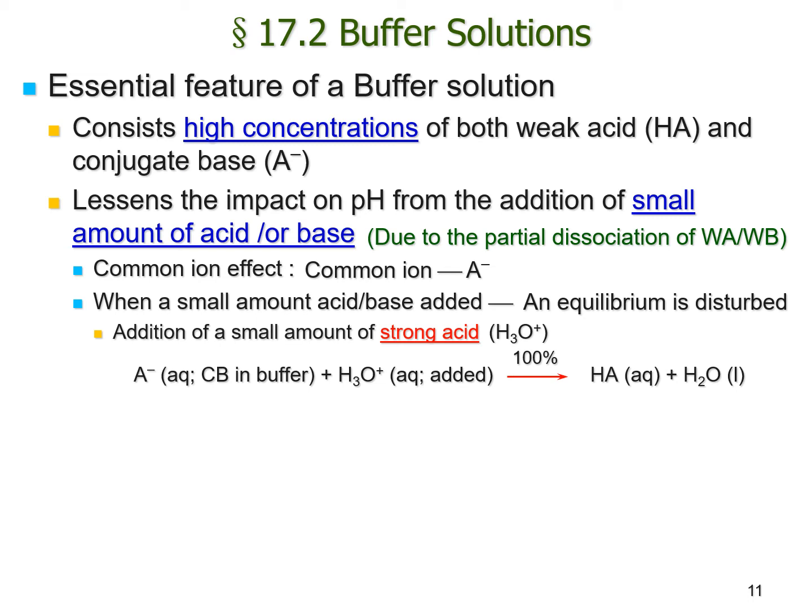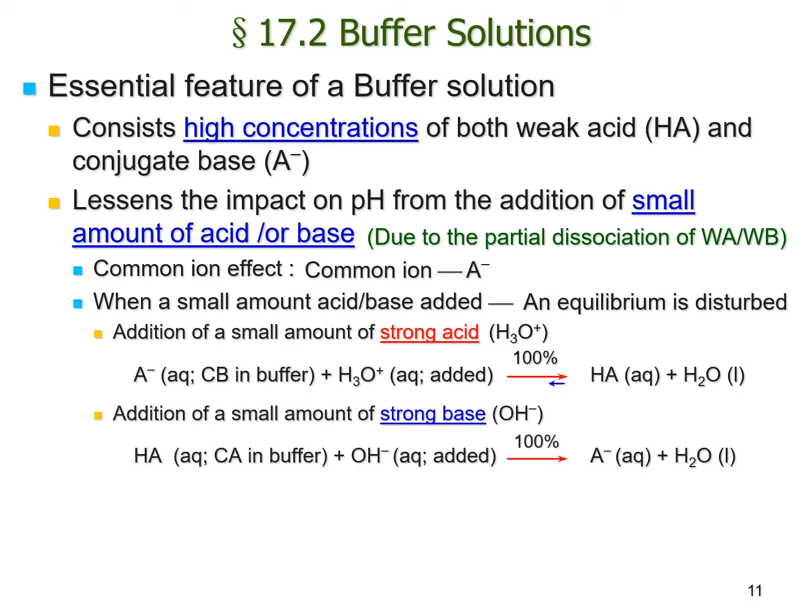It's going to be gone by forming a weak acid. Remember, a weak acid doesn't have too much dissociation, so there's not much of a source of hydronium anymore after the reaction. The pH is virtually unchanged. Same reason if we add a strong base, let's say sodium hydroxide.